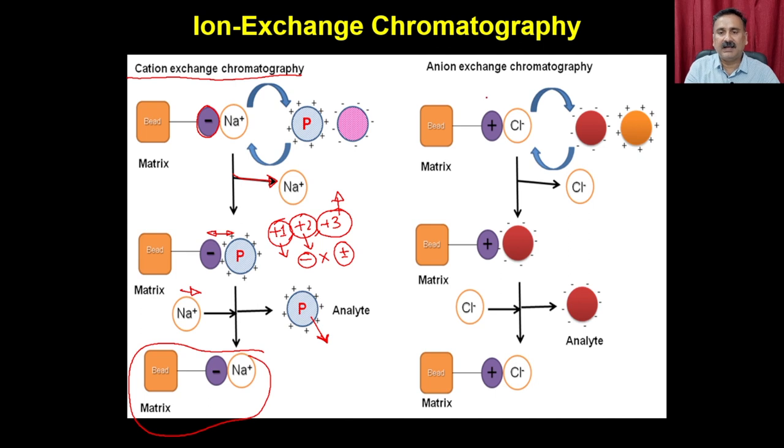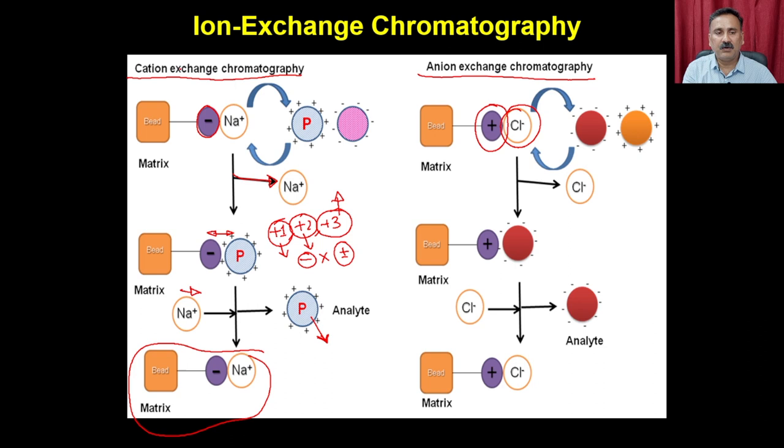The same is true for anion exchange chromatography. The only difference is that the bead is going to be positively charged and it is going to have the negatively charged anion as the counter ion. In this case, the protein is going to be negatively charged, and that's how the negatively charged protein is going to bind the matrix. And when you supply the anions, they are going to replace the protein, and that's how you get the matrix back.